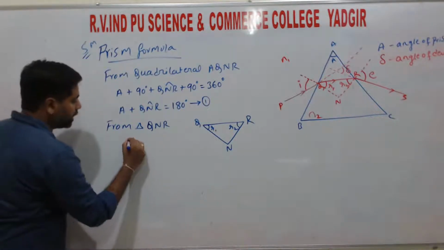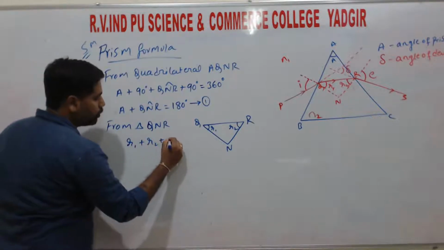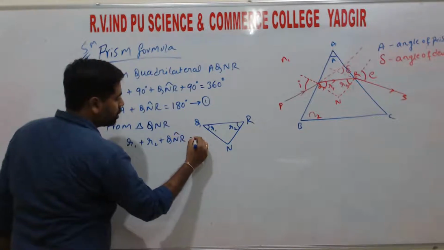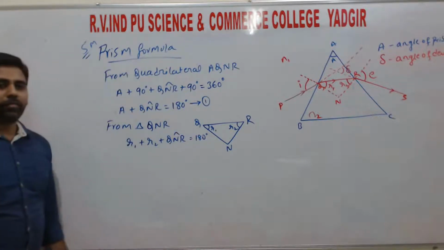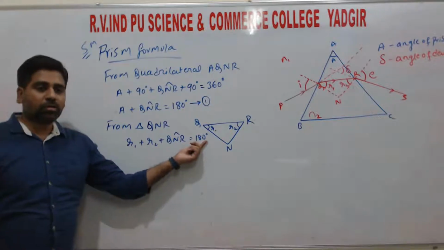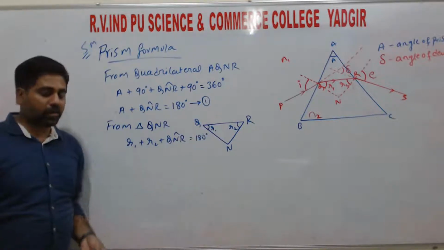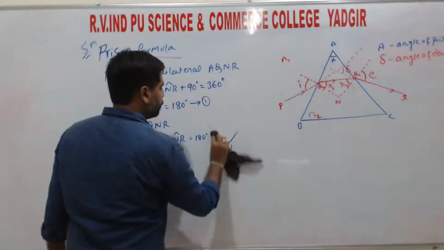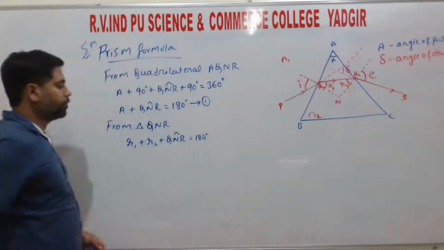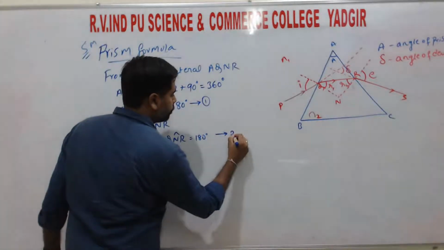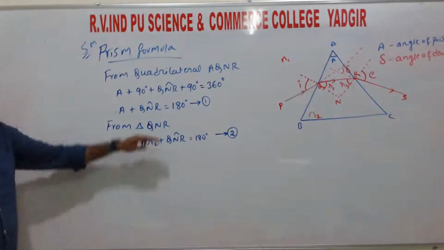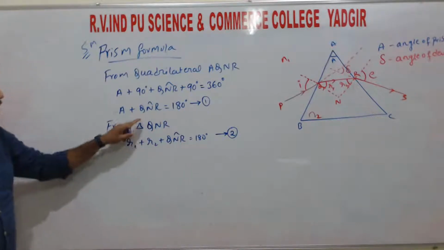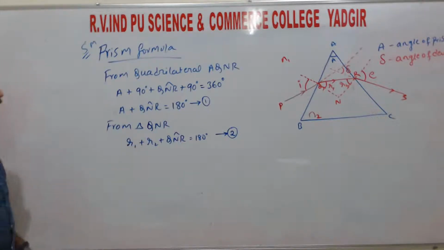So from this triangle we can write R1 plus R2 plus angle QNR is equal to 180 degree, because the sum of all the angles is equal to 180 degree. That is from the triangle, right? So calling that one equation 2. Right? So if you observe equation 1 and equation 2, on the RHS we have the same terms, 180 degree and 180 degree. So we can easily equate the LHS terms, right?